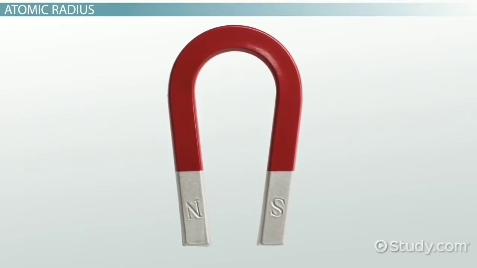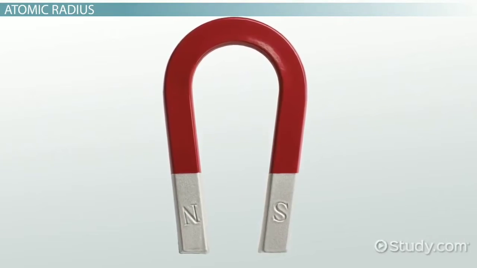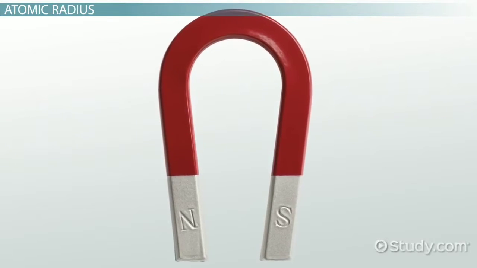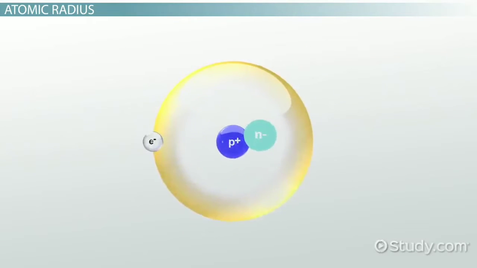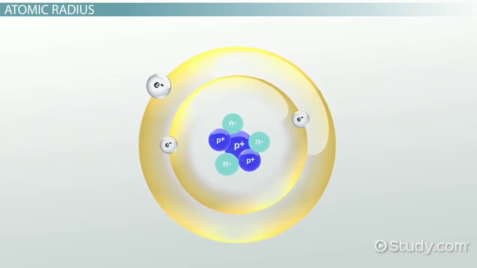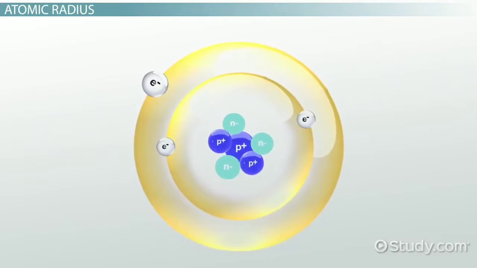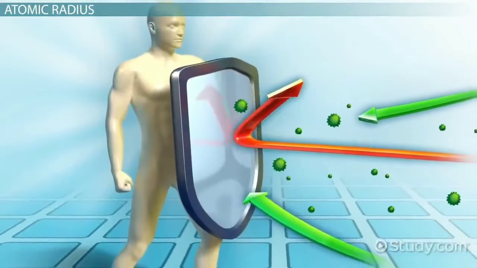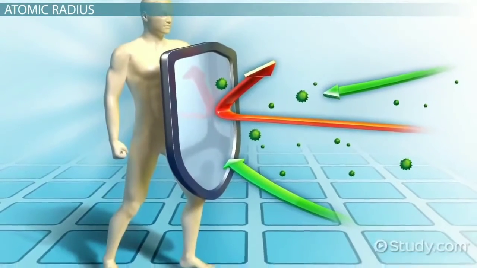As the valence shell becomes fuller, the negative charge becomes stronger, pulling the outer shell closer to the nucleus. Once the outer shell is full and a new shell is added, the inner full shell blocks the outside electrons from seeing the nucleus. In other words, the full inner shell of electrons acts like a shield.